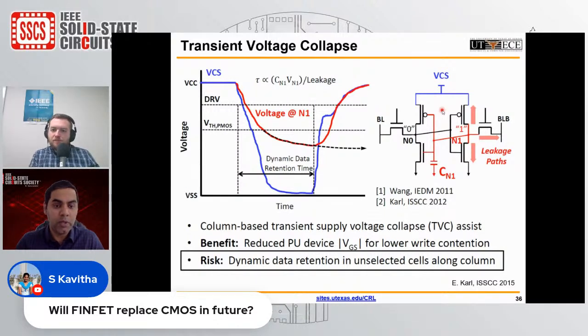So the next question is, will FinFET replace CMOS in future? FinFET is a CMOS transistor, and today's modern processors from Intel, AMD, Samsung, Apple, NVIDIA, any company you name, are manufactured in advanced FinFET technologies, such as 10 nanometer FinFET, 7 and 5 and below. So FinFET is a CMOS. It just, instead of a planar CMOS, it is a three-dimensional transistor MOSFET structure.